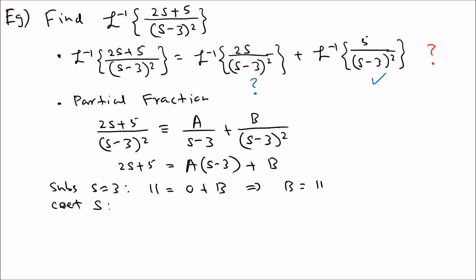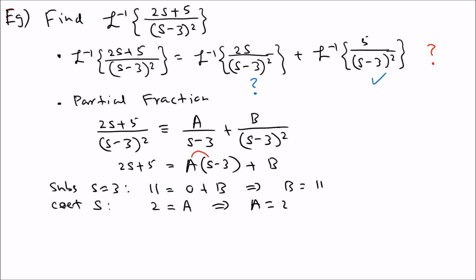The coefficient of the highest term s is 2, and on the other side, the only way to get the s term is to multiply a with s. So you can see the coefficient is simply a. That directly tells us the coefficient, so a equal 2. So done, you find a and b.